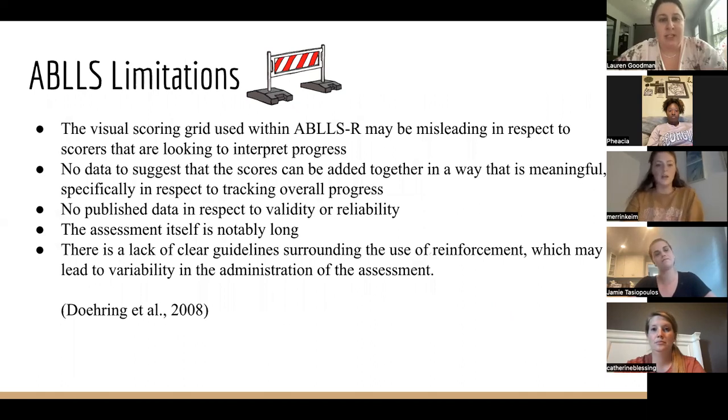There are some limitations that go along with ABLES. For instance, the visual scoring grid used within ABLES may be misleading in respect to scores that are looking to interpret progress. There's no data to suggest that scores can be added together in a way that is meaningful, specifically in respect to tracking overall progress. There's no published data in respect to validity or reliability. The assessment itself is notably long, and there is a lack of clear guidelines surrounding the use of reinforcement, which may lead to variability in the administration of the assessment.